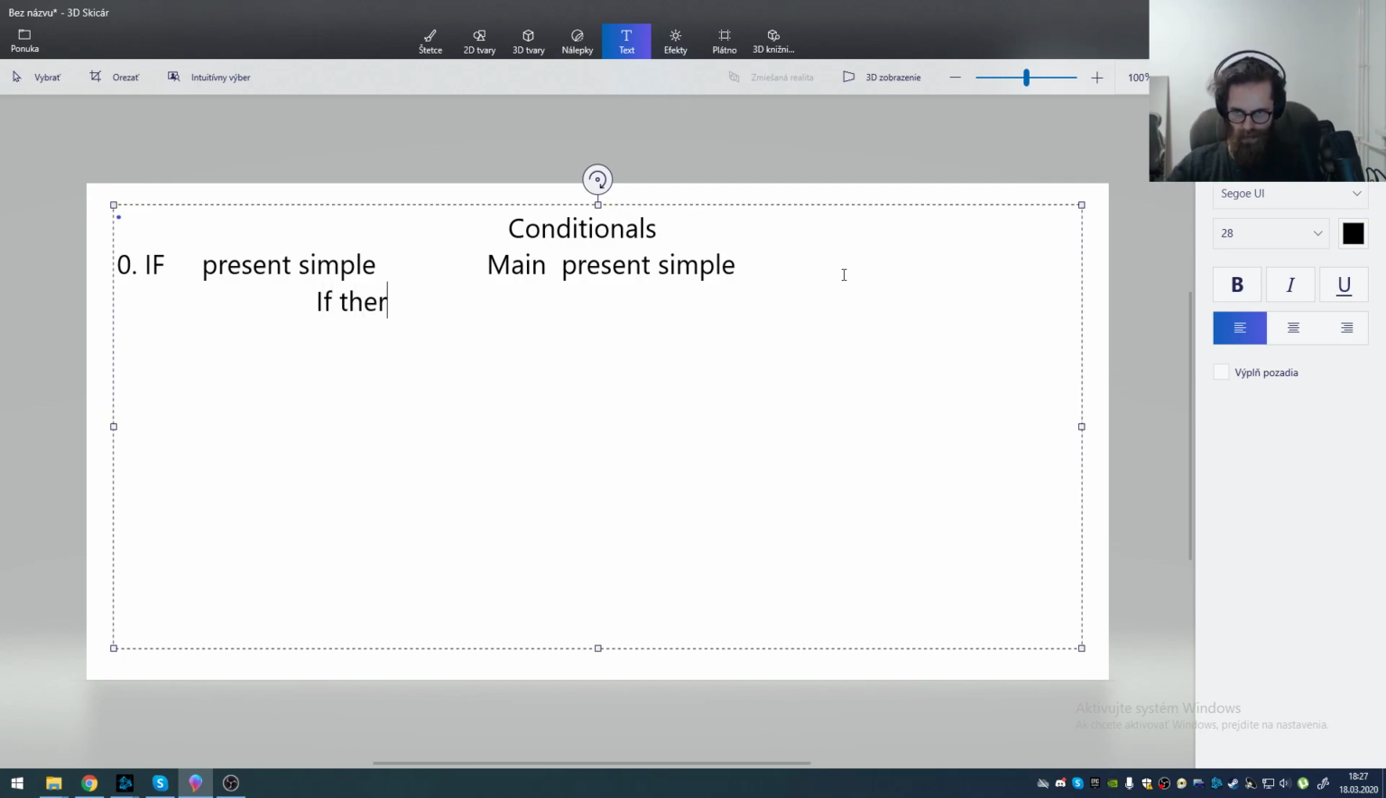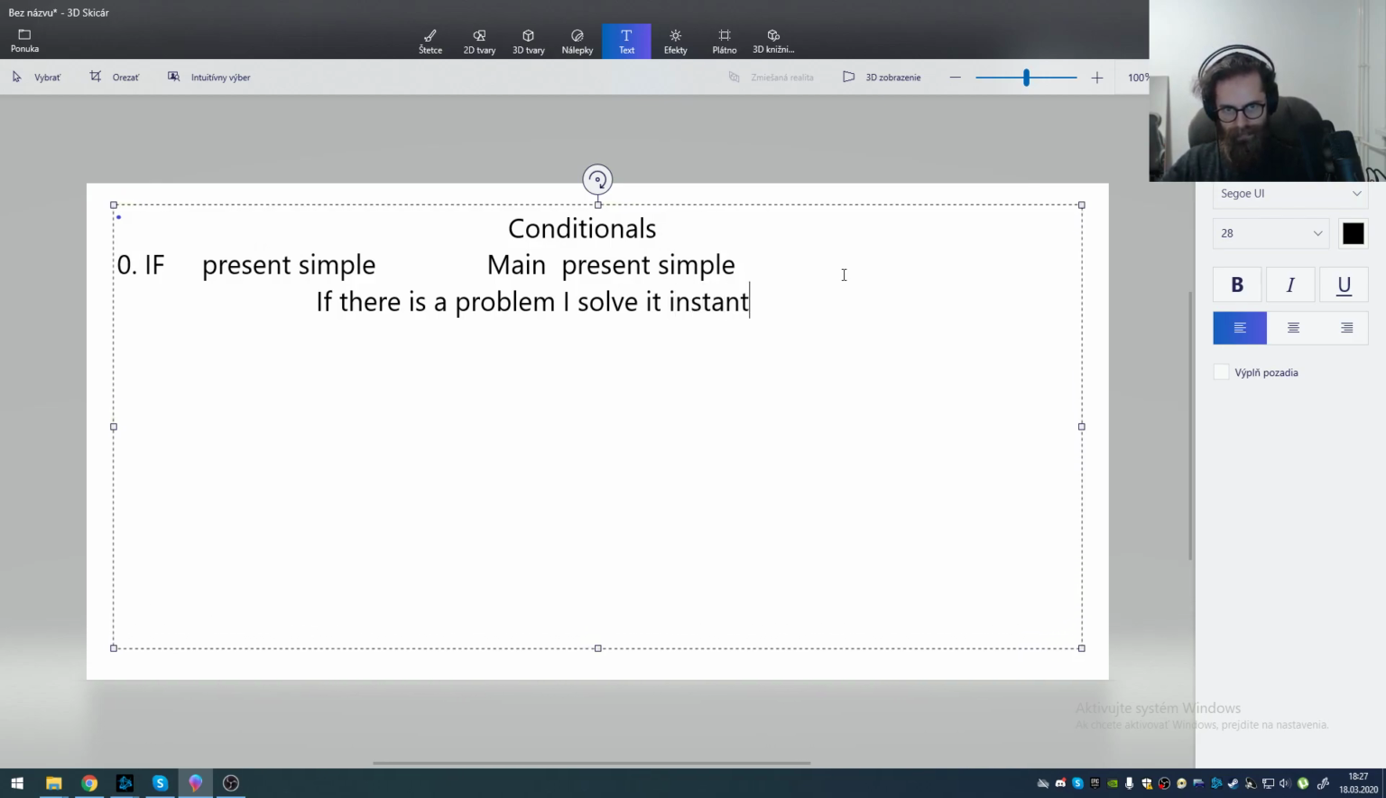Let's have an example here. If there is a problem, I solve it instantly. If there is a problem, I solve it instantly. So as you can see, one is and one solve here too, the same tenses now.